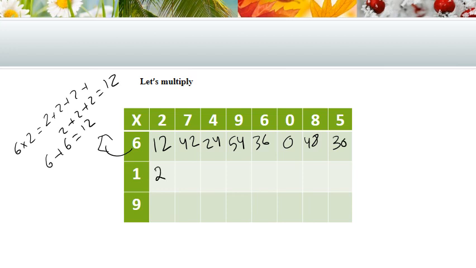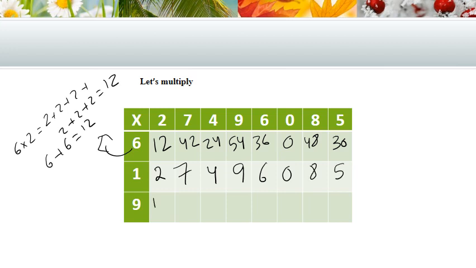1 times 2 will give us 2. 1 times 7 will give us 7. 1 times 4 is 4. 1 times 9 is 9. 1 times 6 is 6. So any number we multiply by 1 will give us the same number. 1 times 0 equals 0. 1 times 8 equals 8. 1 times 5 equals 5.